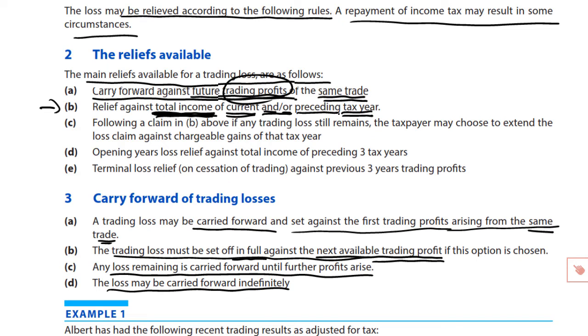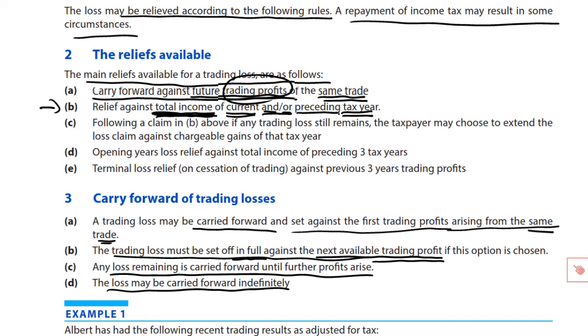So we've got lots of flexibility about the application of that loss, but no flexibility again in terms of the use of that loss, as we'll discover in its detailed note. We'll come to that just a little bit later. It will again have no possibility of partial claim, just like with the carry forward, where it would automatically go against the next available future trading profit of the same trade. Then any use against total income in the current tax year and or the preceding tax year is again without any ability to make partial claims.